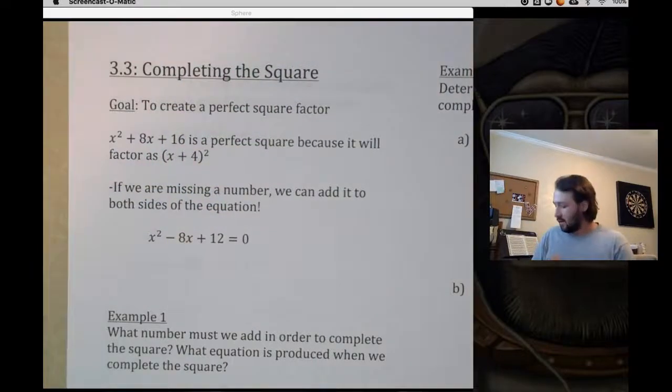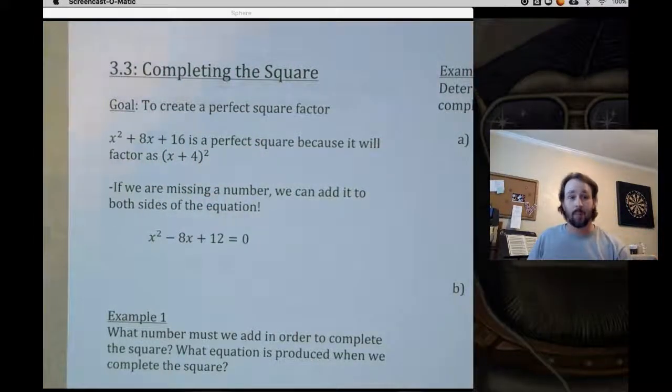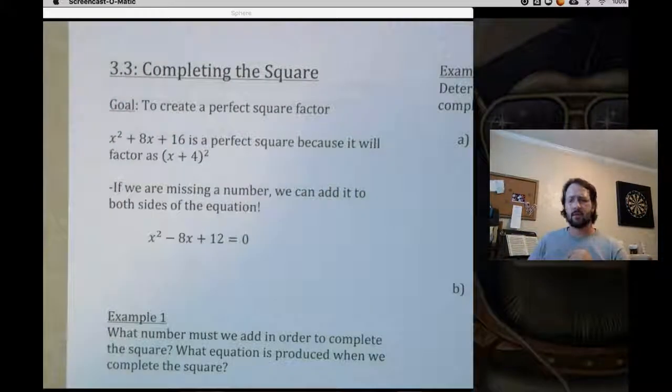Algebra 2 style. Alright, in this video we're going to be talking about something called completing the square. Essentially, what completing the square does for us is it allows us to graph more easily. It also allows us to solve quadratics more easily, kind of like you saw in the last video, I believe, when we were starting to solve quadratics.